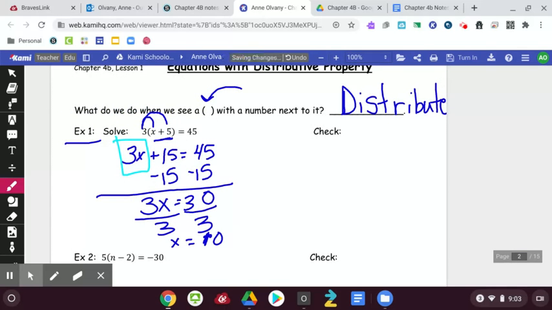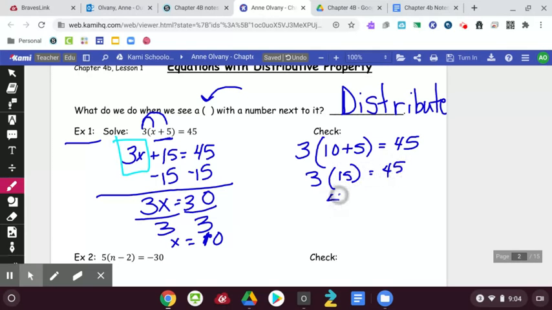Over here, we're going to do our check, and the check's going to look a little different because I have this number on the outside, then I have 10 plus 5 equals 45. Now you can type that directly into your calculator, 3 parentheses, 10 plus 5 parentheses. But remember that order of operations says we're going to do what's in parentheses first. So I'm going to add those two first to find that 3 times 15 is 45, and I'm correct.